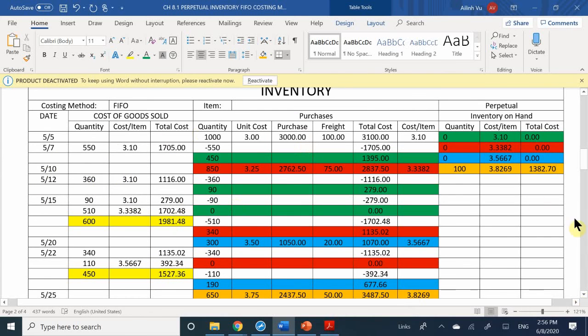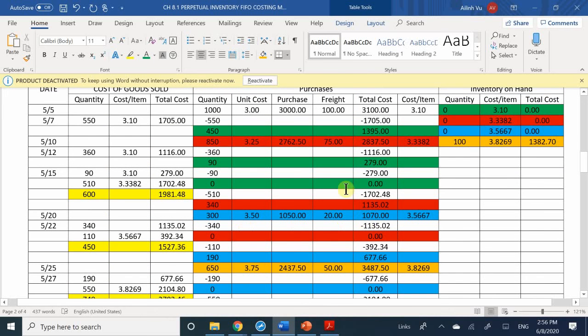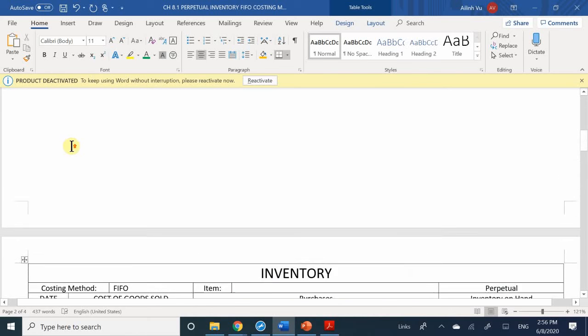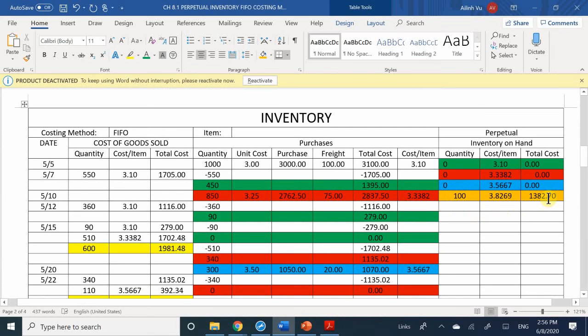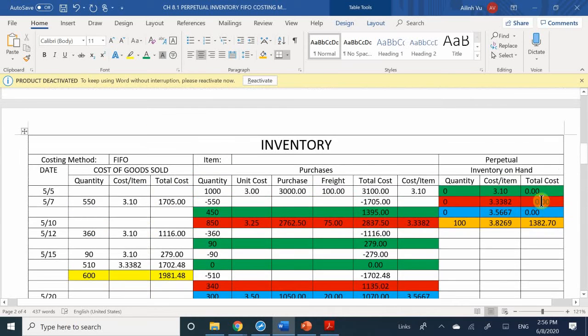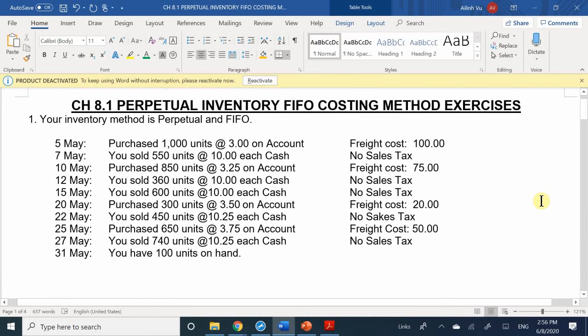But at the end of the day, again, we do know how much inventory we have left. Because remember, as we scratched them out, as we eliminate them one at a time, at the end of each day we're recalculating how much we have in inventory. And at the end of the 27th, we know that we have 100 items left and it's going to cost us this much. Okay? So that is how you do the first part of inventory. All right. Any questions? Because I'm going to break this up.